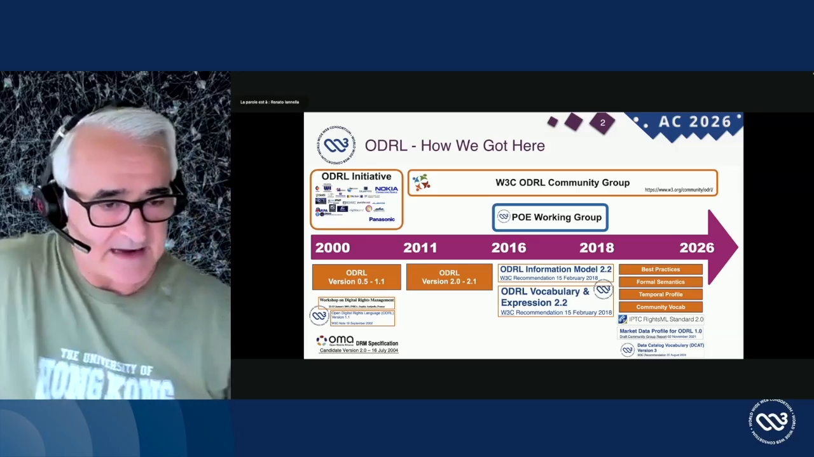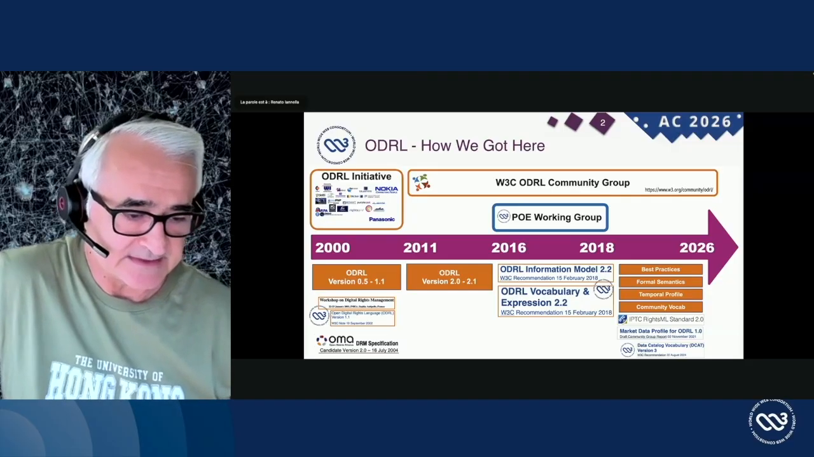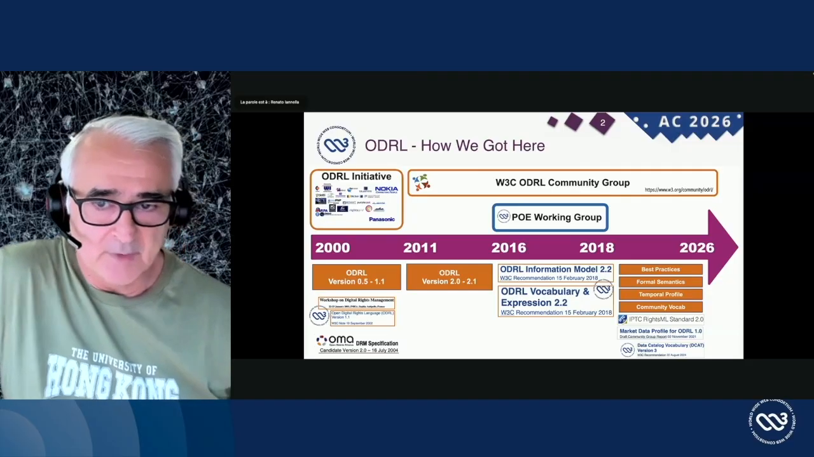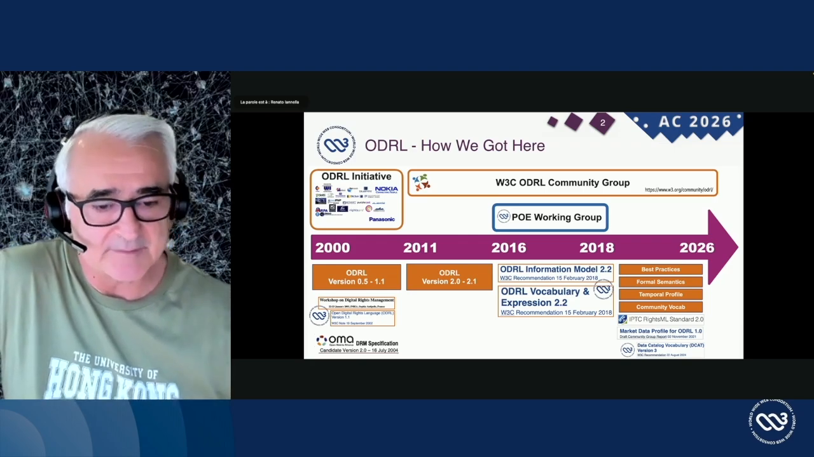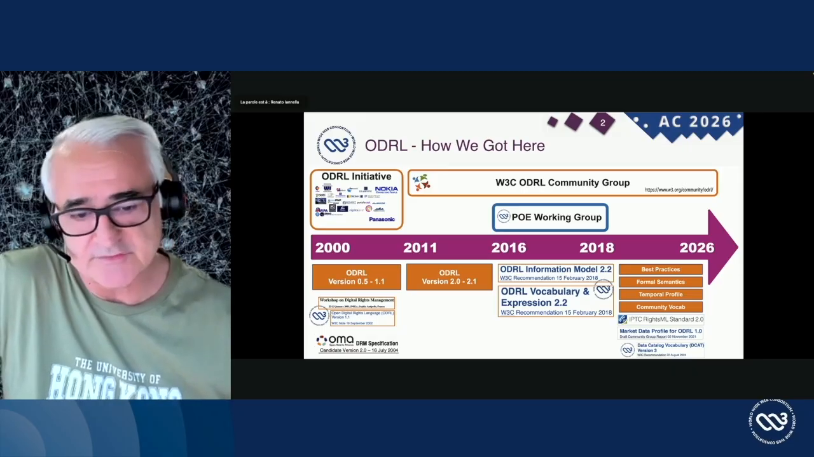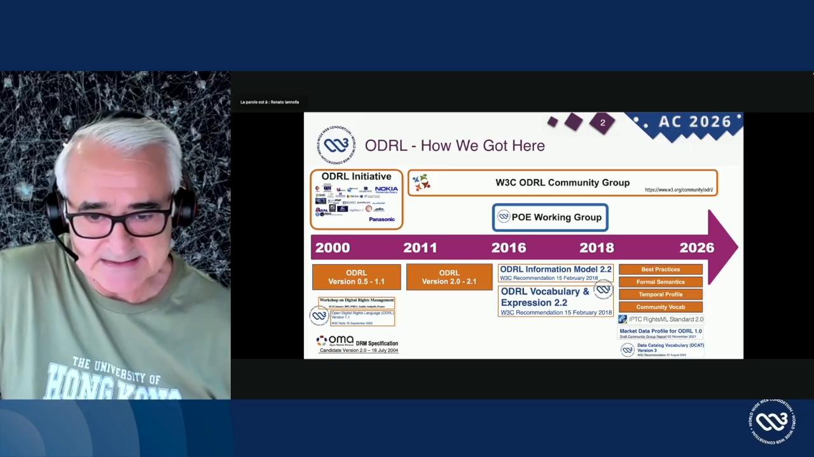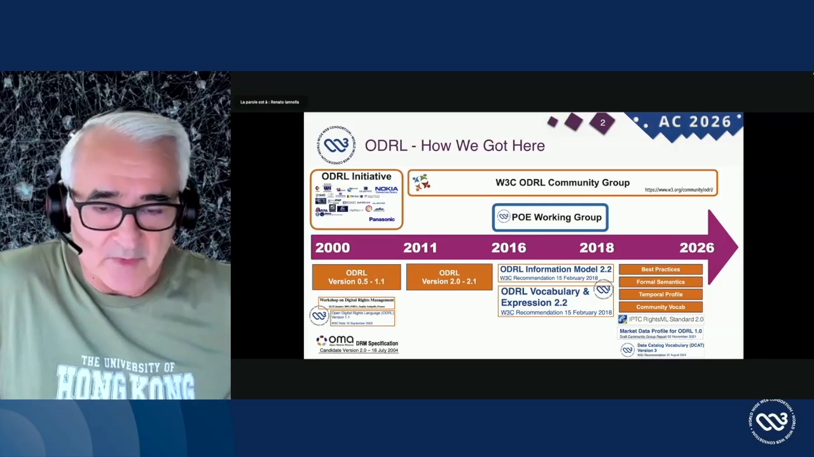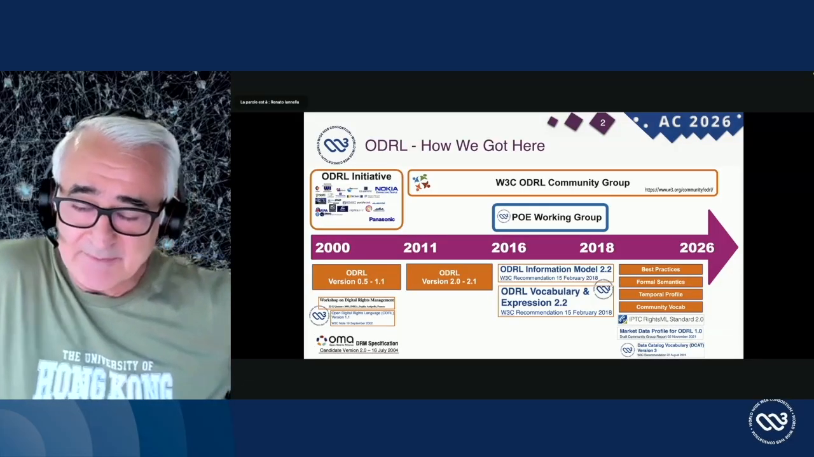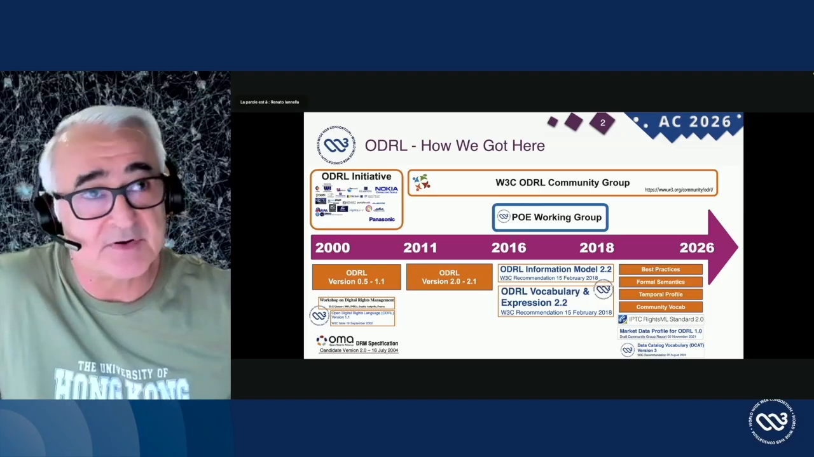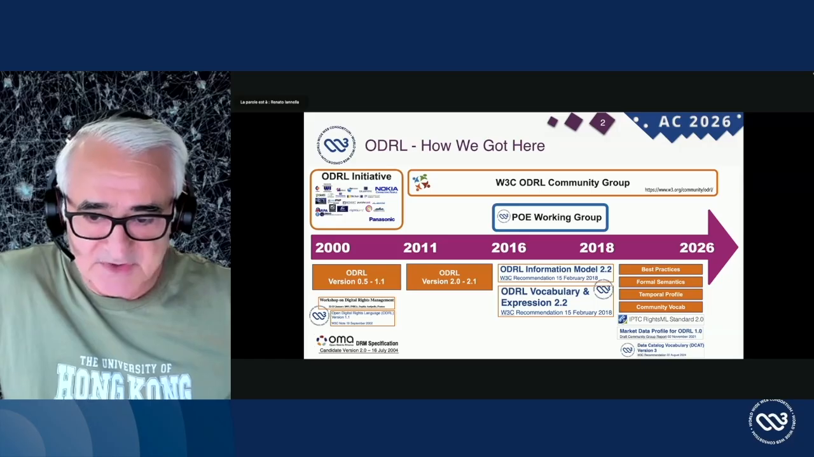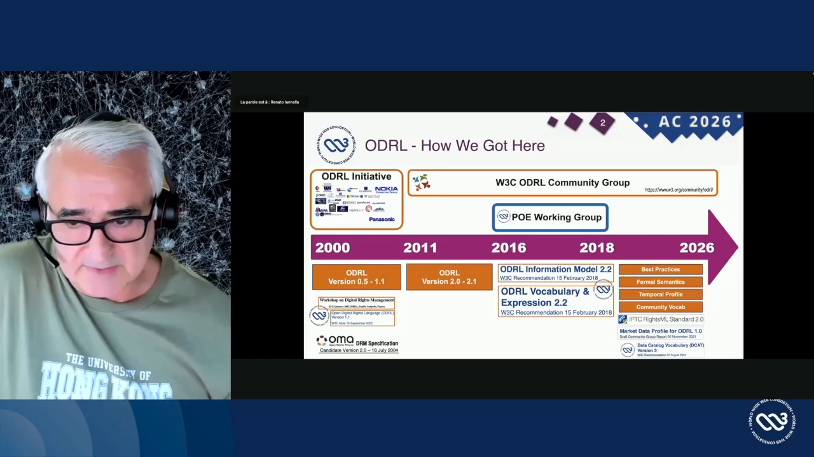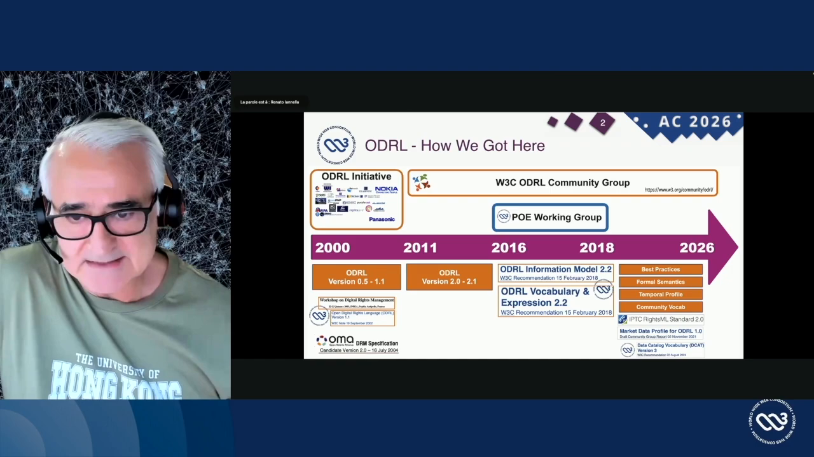But we also participated in the W3C work, and we made it a W3C note back in 2002. But when the community group process started in 2011, we became a community group, and we developed more versions of ODRL, version 2, version 2.1. And around 2016, W3C approached us, or we approached them, I can't remember now, and we became a formal working group, the POE working group, the Permissions, Obligations, Expression Working Group. And we developed two W3C recommendations, the information model and the vocabulary and expression. Those were completed in 2018, so they're the two formal specs sitting there on the W3C site.